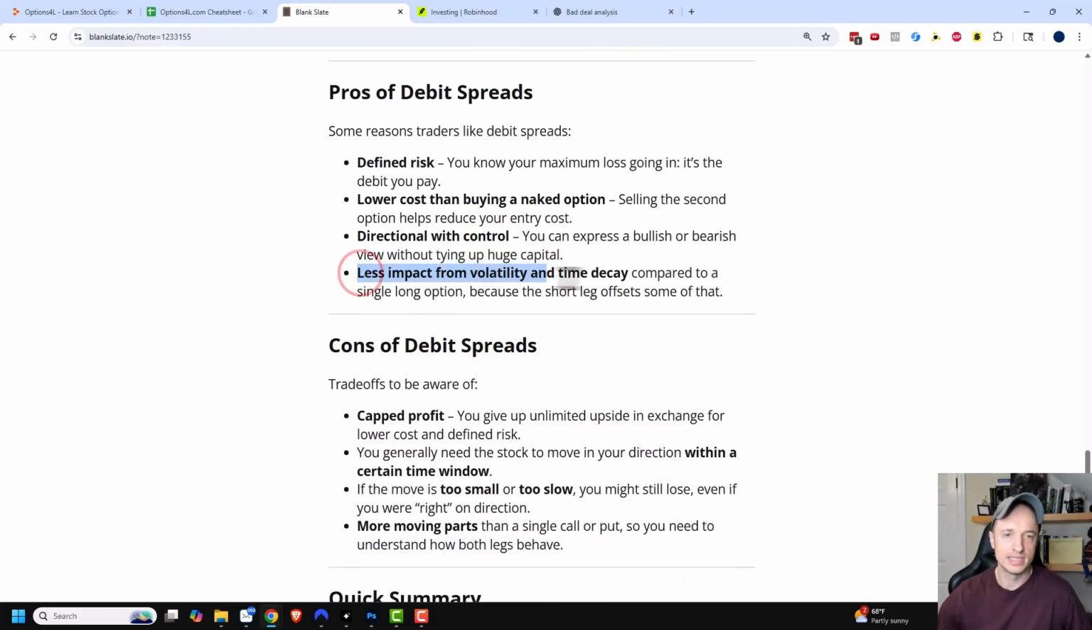And there's less impact from volatility and time decay compared to a single long option, because the short leg offsets some of that. Like I was saying, if your long leg starts going the wrong way, your short leg will kind of make up for that and dampen that volatility.